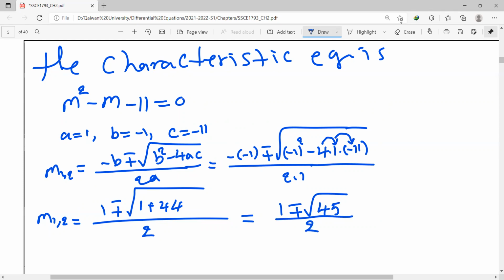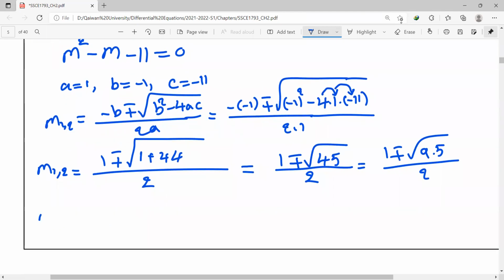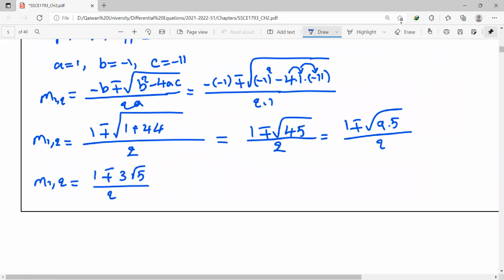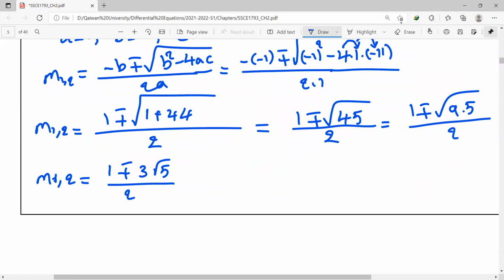Now, we cannot find the square root of 45 directly, but we can make it into the multiplication of two numbers: 9 times 5. We have 1 plus minus square root of 9 times 5, dividing by 2. The square root of 9 is 3. So m1 and 2 is 1 plus minus 3 square root of 5, all dividing by 2. These are the values of m actually.